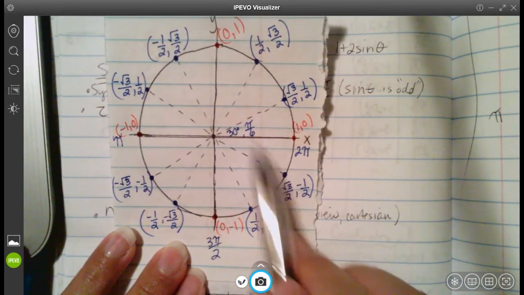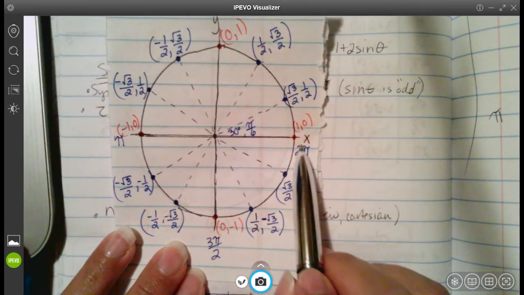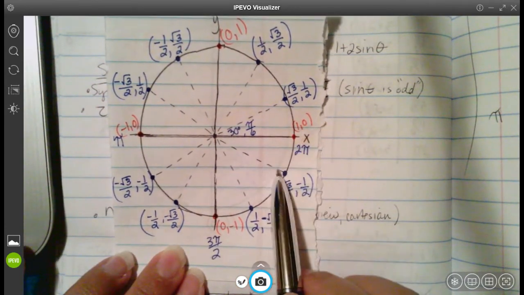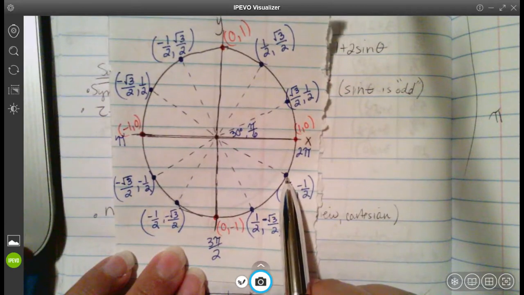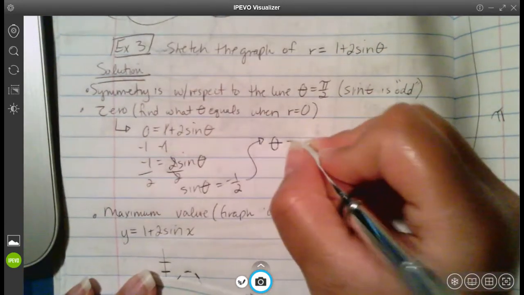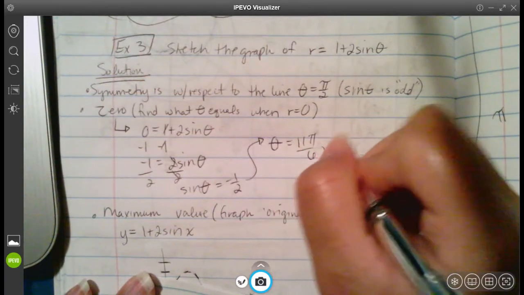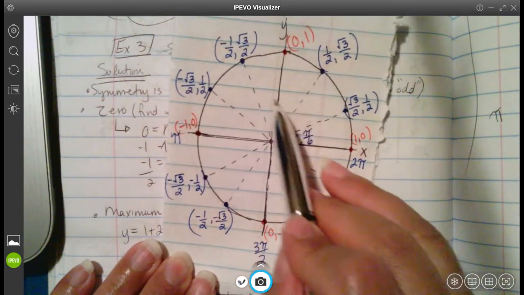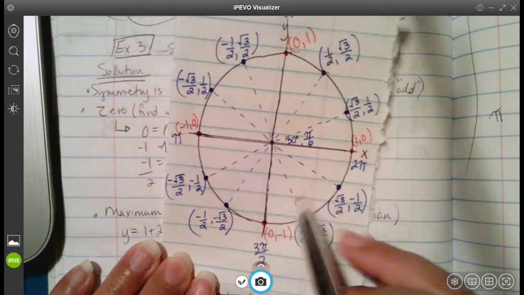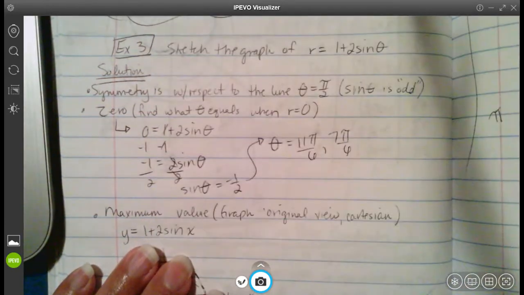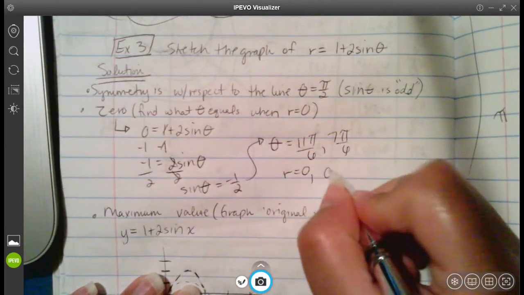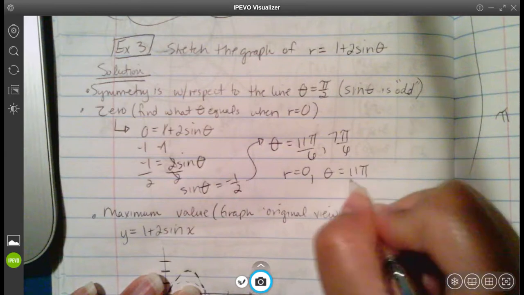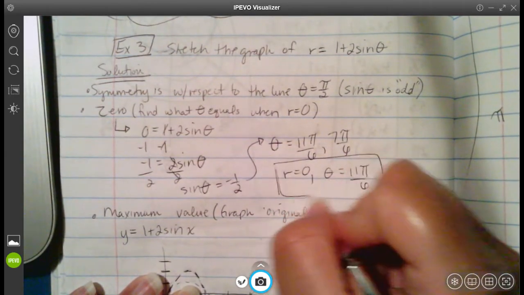I can tell that because I know that it's one slice away from 2 pi. And since we're thinking in terms of pi over 6 for this one, 2 pi is the same as 12 pi over 6. So minus 1 is 11 pi over 6. So theta is equal to 11 pi over 6 or 7 pi over 6, because we know what happens over here on this side too. 1, 2, 3, 4, 5, 6, 7, 8, 9, 10, 11. Okay, so that's where I get my points from. Which means that when r equals 0, theta is equal to one of those two. I'm going to stick with 11 pi over 6.